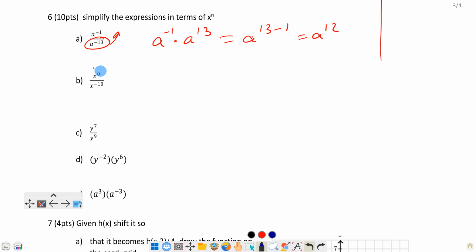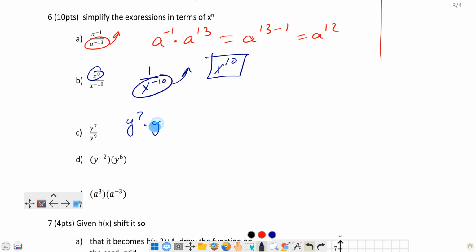And then here, anything raised to the 0 power is 1, so it's 1 over x to the -10. I don't want a negative exponent, so I'm going to bring it up. So x to the 10. And then here, I have no negatives, so I can deal with that. I can say y to the 7th times y to the -9. Here, that's okay. In this case, I just brought this up so that it becomes negative, and then this is going to be y to the 7 minus 9, which is equal to y to the -2.